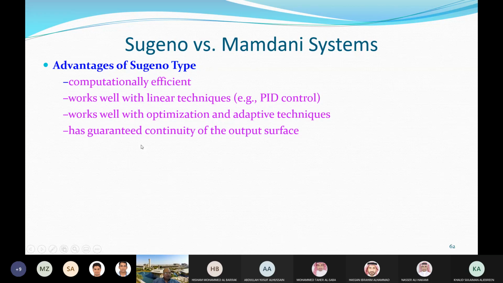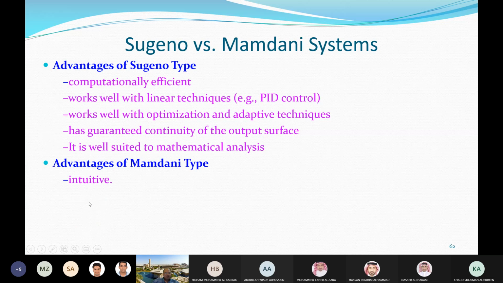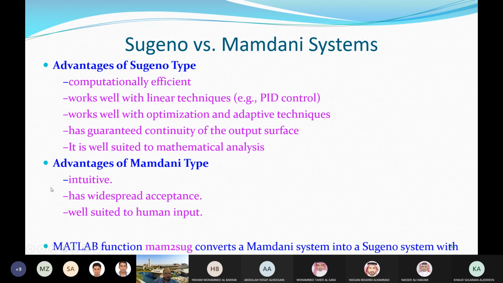It has guaranteed continuity of the output surface. You don't have the discrepancy of the Mamdani, as we will see later in the disadvantages of Mamdani. It is well suited for mathematical analysis. Mamdani is intuitive, somehow close to human intuition or human input. It is well suited to human input when you usually use linguistic values and linguistic variables.